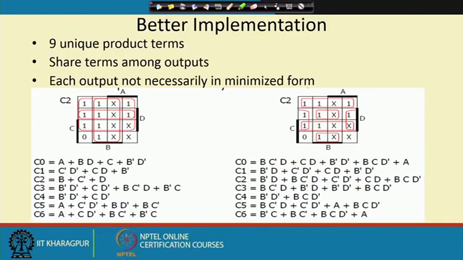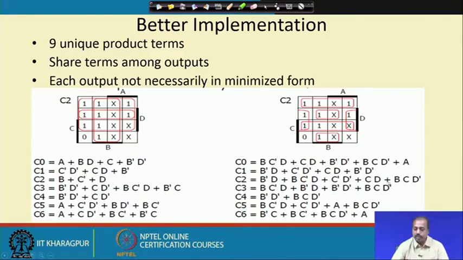then for example, this C2, instead of grouping like this where we are getting say B plus C bar plus D, in this type of grouping you will get C2 as a term like this, but the good thing is that you do not need any new term. For example, this B bar D is there in C1 also, C bar D, so the B C bar D is there in C0 also, C bar D bar is there here also, C D is also there, and then B C D bar is also there in C0. As a result more number of terms are getting shared. So, using only 9 unique product terms, you can realize all the functions C0 to C6. Okay. So, that can be done.